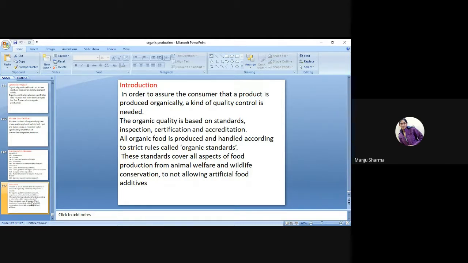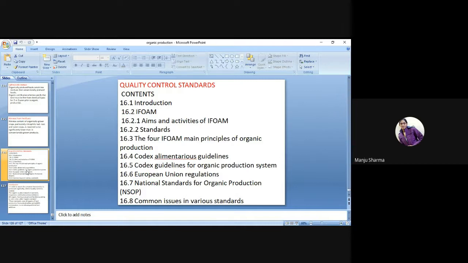So in the next part we will also discuss what IFOAM is, what the aims and objectives of IFOAM are, what their standards are, the four IFOAM main principles of organic production, what the Codex Alimentarius Guidelines are, what the Codex Guidelines for Organic Production System are, then the National Standard for Organic Production, that is NSOP, and what the common issues in various standards are.